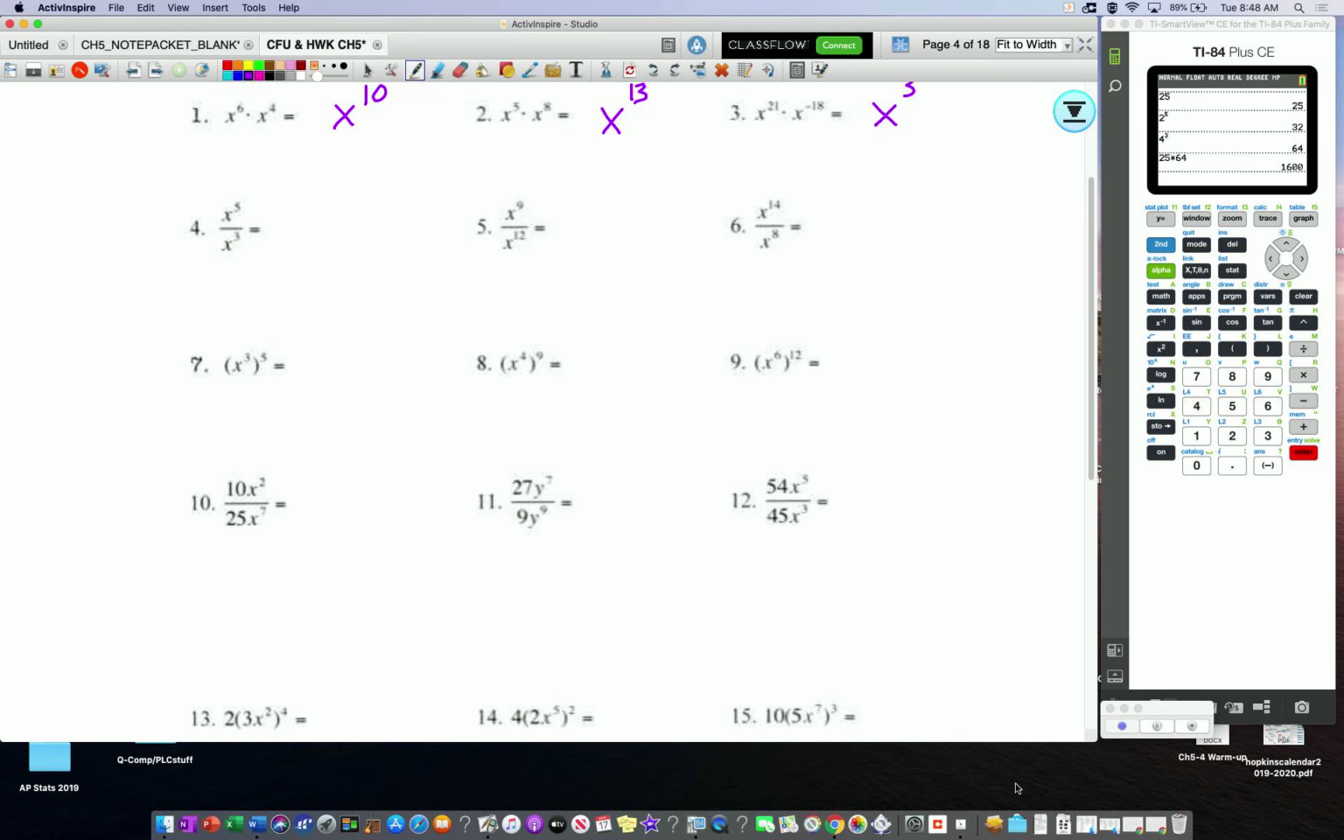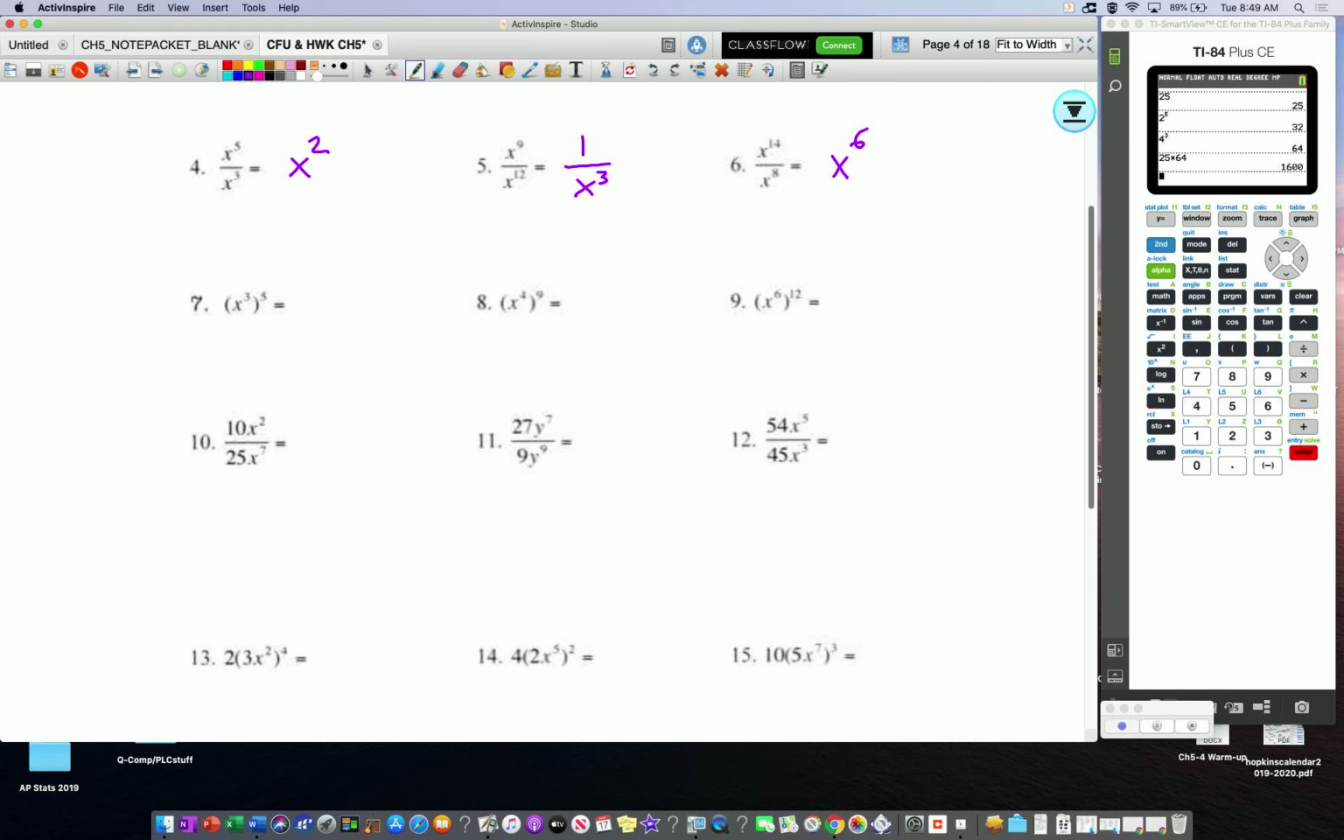All right, on the next ones, this is where we subtract and put it where it's located, meaning if it's bigger in the top, put it in the top. If it's bigger in the bottom, put it in the bottom, the bigger exponent that is. So x to the 5th over x to the 3rd, 5 minus 3 is 2. Since 5 is bigger, it's in the top. Notice how in this one, 12 minus 9 is in the bottom, so x to the 3rd is in the bottom. Don't forget the 1 in the numerator. On the next one, 14 minus 8 makes x to the 6th.